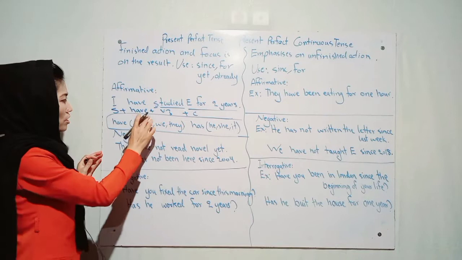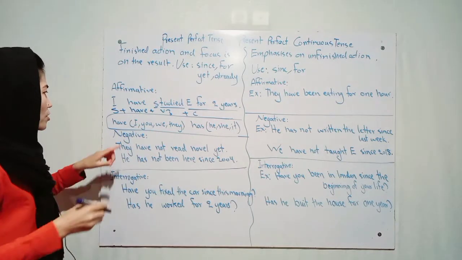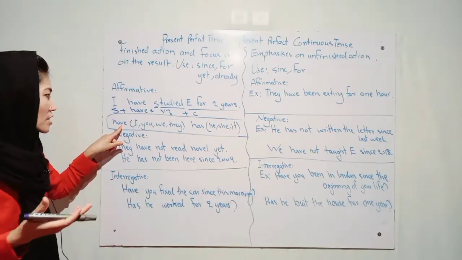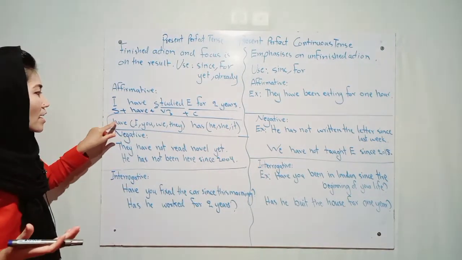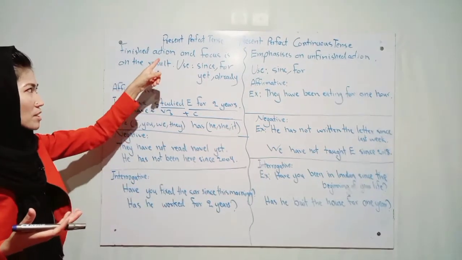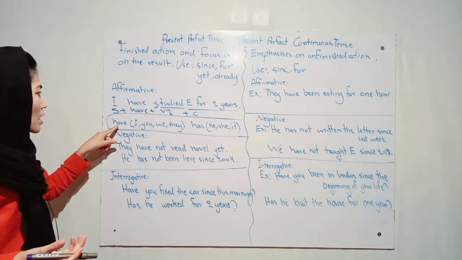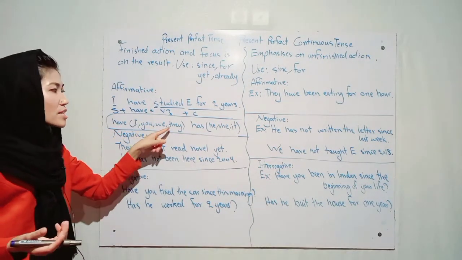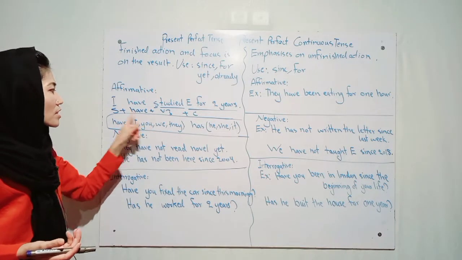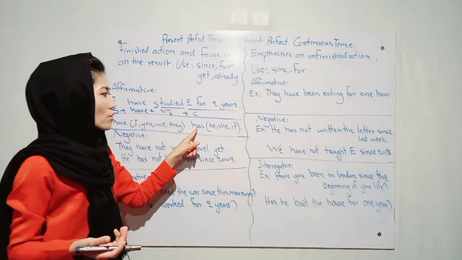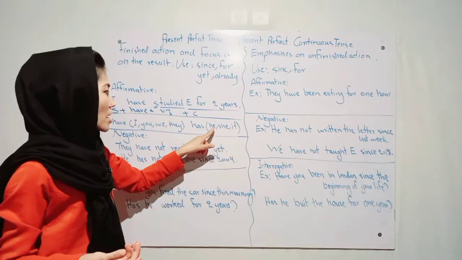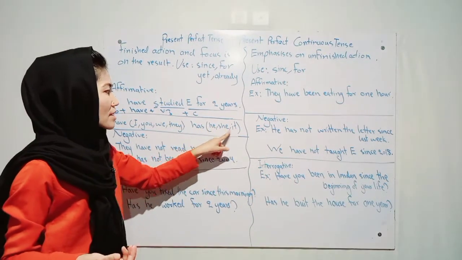One usage I want to tell you to make it more clear for you is the auxiliary verb of present perfect tense. As you know, have and has are the auxiliary verbs used with present perfect tense. Have is used with I, you, we, and they: I have, you have, we have, they have. Has is used for he, she, it: he has, she has, it has.